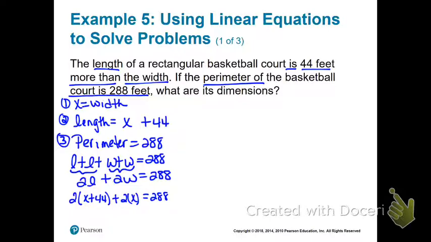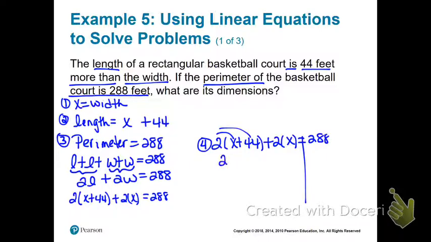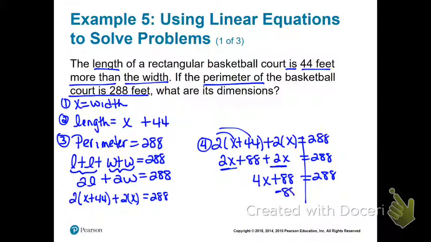Step 4 says to solve it and to answer the problem. So we got 2 times x plus 44 plus 2 times x equals 288. I'm going to distribute this first 2. So 2x plus 88 plus 2x equals 288. Combine like terms: 2x plus 2x is 4x plus 88 equals 288. Subtract the 88.